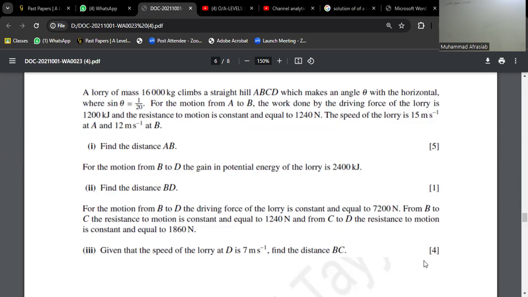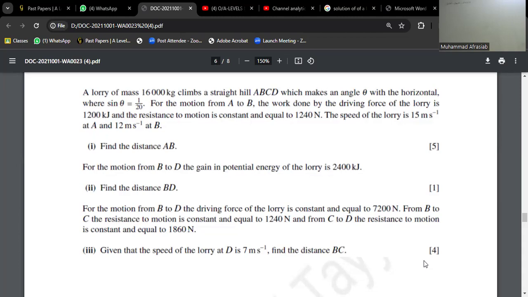For the motion from A to B, the work done by the driving force of the lorry is 1200 kilojoules and the resistance to the motion is constant and equals 1240 newtons. The speed of the lorry is 15 meters per second at A and 12 meters per second at B. Find the distance AB. For the motion from B to D, the gain in potential energy of the lorry is 2400 kilojoules. Part 2. Find the distance BD.